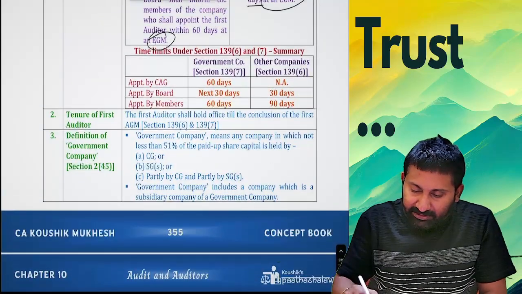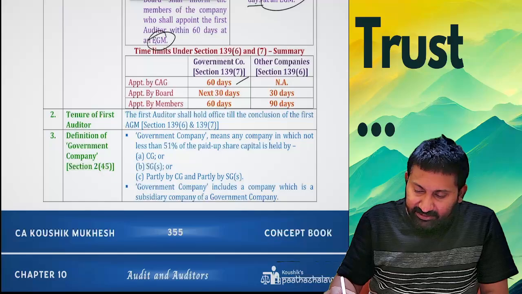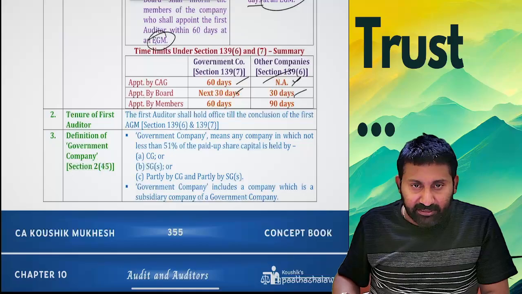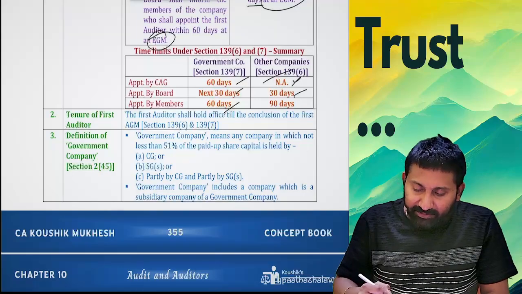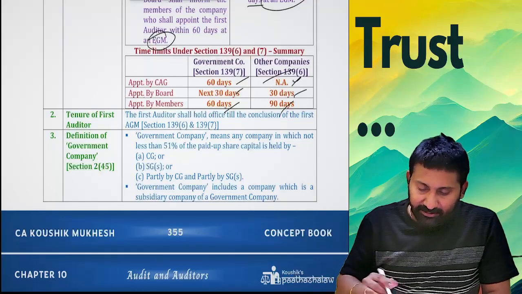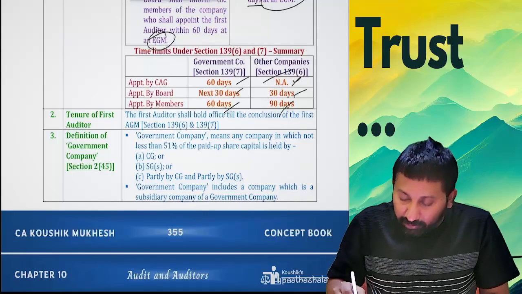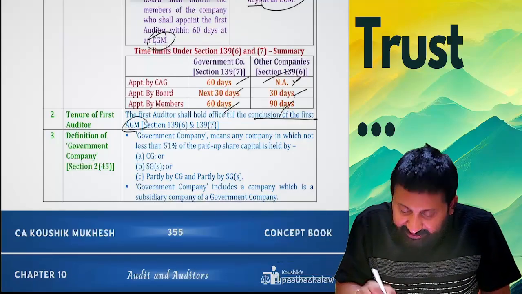Summary of time limits. Generally 60 days. C&AG anyway will not appoint. In case of other companies, board will appoint next 30 days. Here 30 days they will appoint. If they don't, within next 60 days, here 90 days. Okay. Next, once the first auditor is appointed, till when he will continue? Till the conclusion of first AGM.